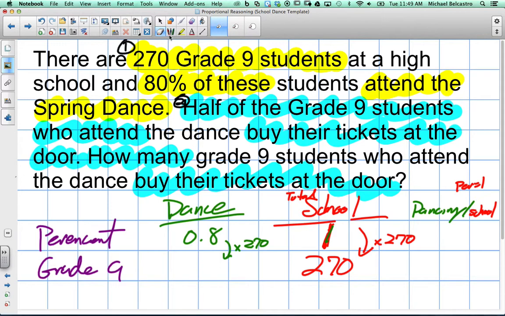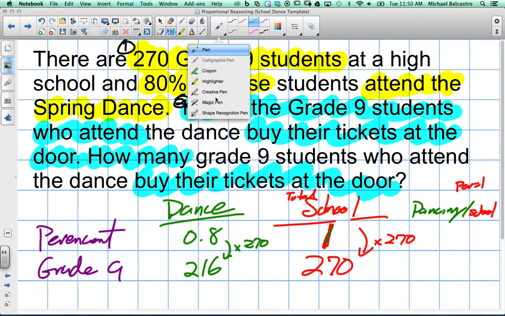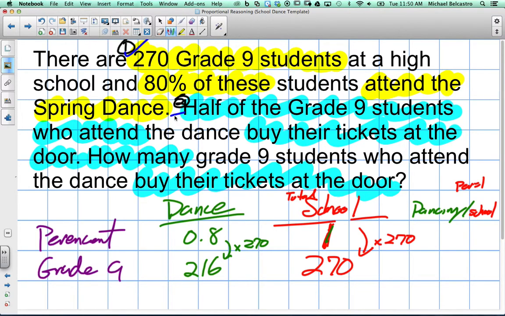Turns out there are 216 kids at this dance who are in grade 9. So that takes care of part 1 of the question, but now we have part 2.